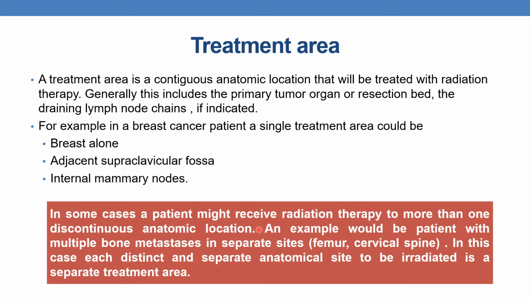In some cases, a patient might receive radiation therapy to more than one discontinuous anatomic location. An example would be a patient with multiple bone metastases in separate sites, for example, femur and cervical spine. In this case, each distinct and separate anatomical site that is to be irradiated is a separate treatment area. That is, the femur is a separate treatment area and the cervical spine is a separate treatment area in a case of multiple bone metastases.